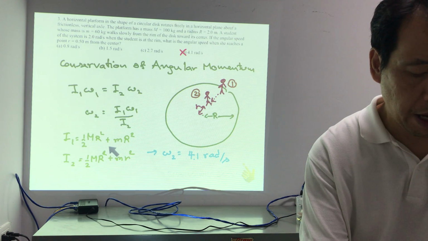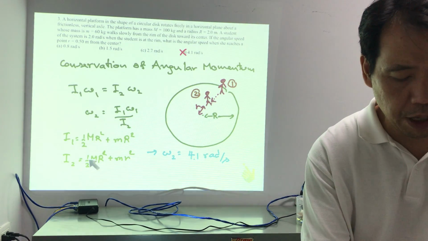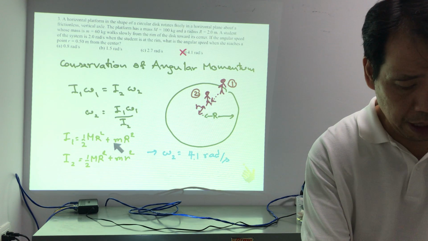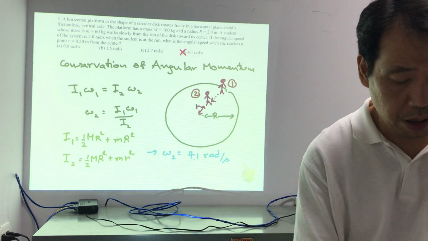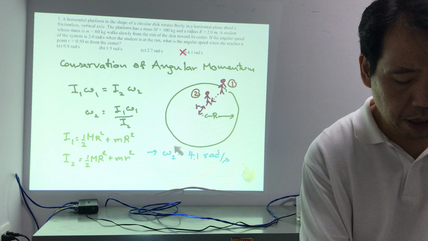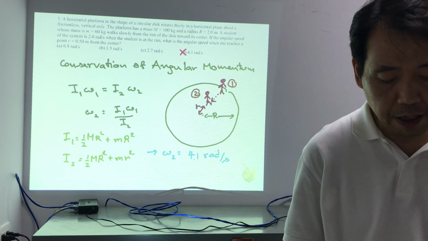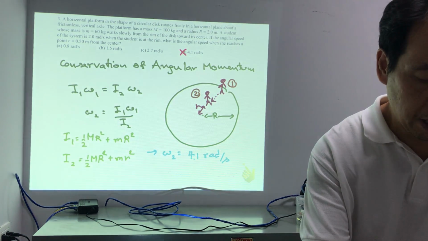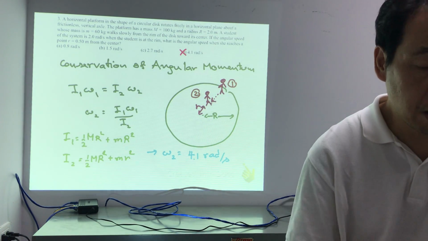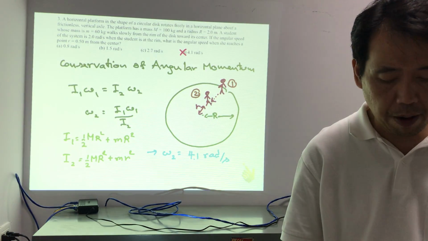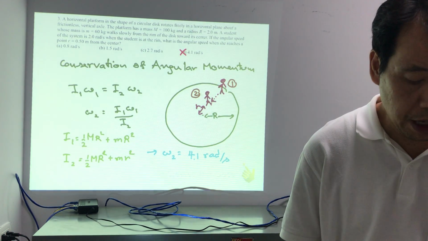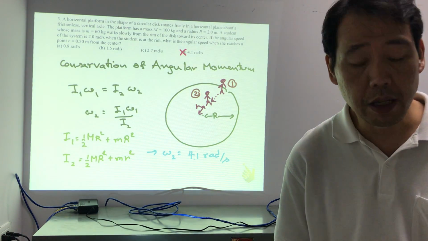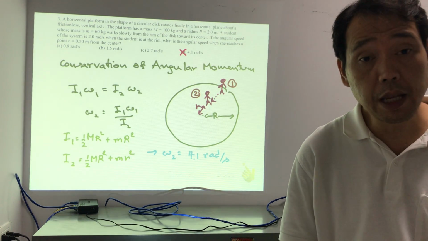After you put the numerical values into these two expressions and put those values into the expression for omega 2, you can easily calculate the angular speed of the system when the student walks to the second position as 4.1 radians per second. So it means that the answer is D. Okay, so that is all for the test 8.